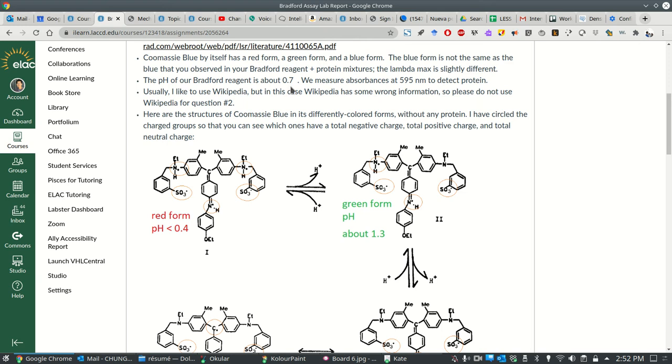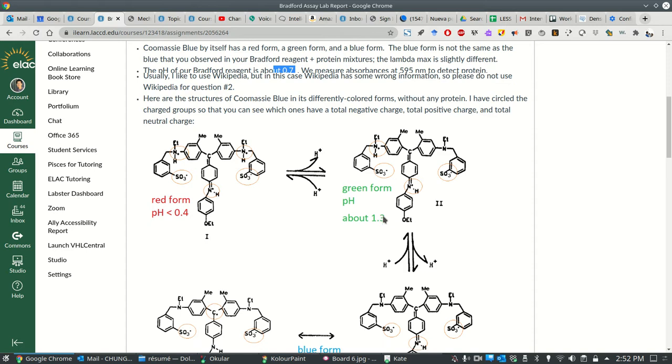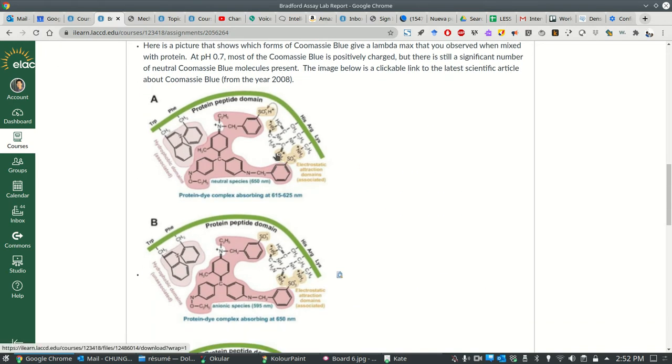Now, you notice that the pH is about 0.7 here. The red form of Coomassie Blue exists when the pH is less than 0.4. This has a charge. The green form exists when the pH is about 1.3. This does not have a charge. Now, the form that we are interested in is the green form because we want to make this complex.